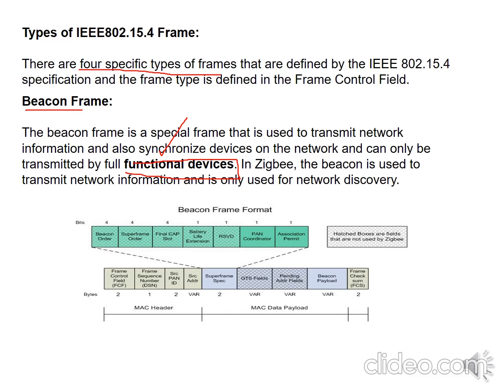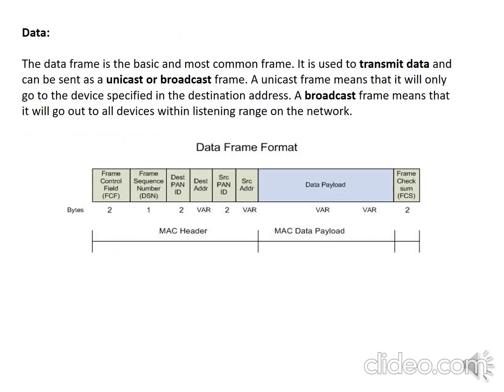The frame is mostly the same as we discussed in previous slides. There is the FCF, frame sequence number, network ID, source address ID, and superframe specification. This is not used in ZigBee, and we are particularly focusing on ZigBee devices. And this is the beacon payload and frame checksum. Another frame is the data frame that is used to transmit data, and that can be sent as unicast or broadcast. Unicast and broadcast, you know what they mean.